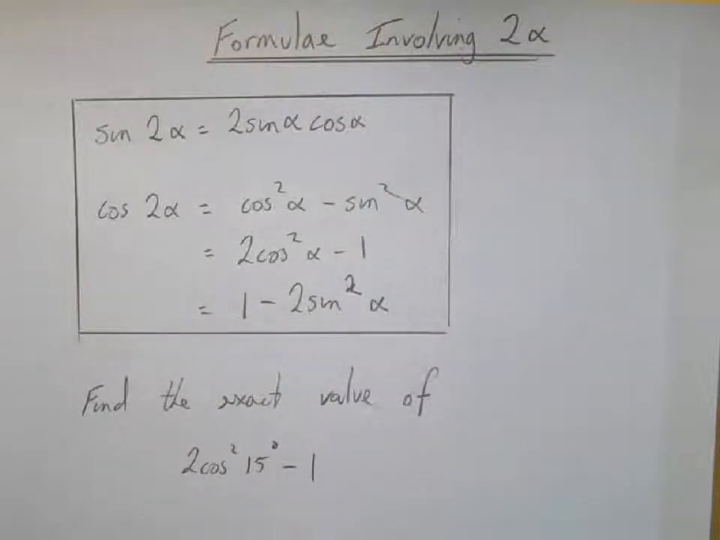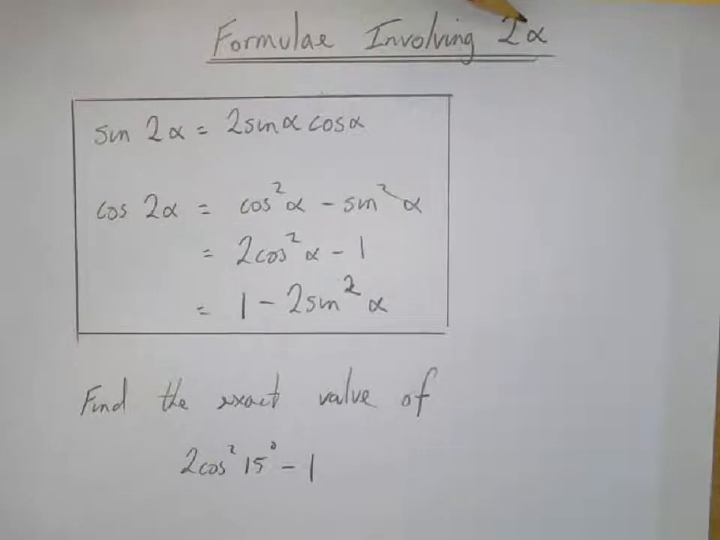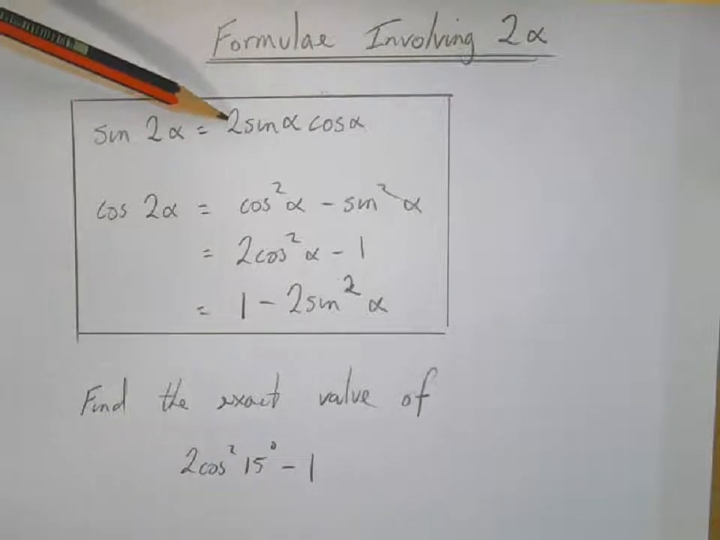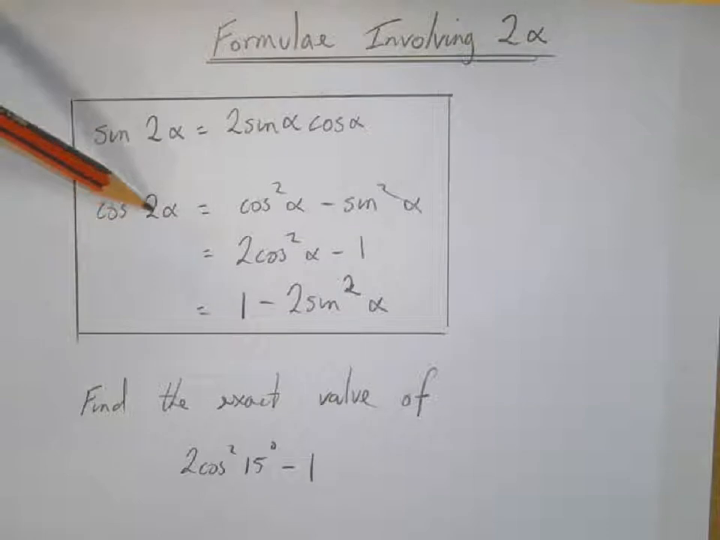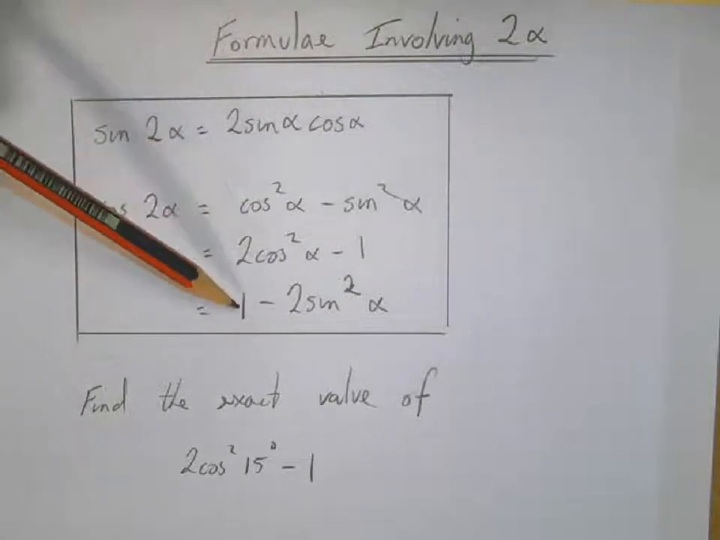This tutorial is about using formulae involving 2 alpha. So you've got two different types. You've got sine 2 alpha or cos 2 alpha. And sine 2 alpha expands only one way, and it's basically 2 sine alpha cos alpha. But cos 2 alpha can expand 3 different ways.